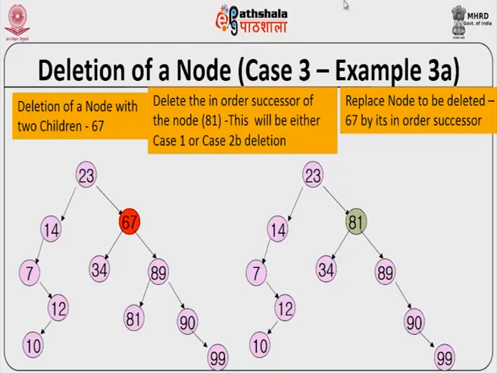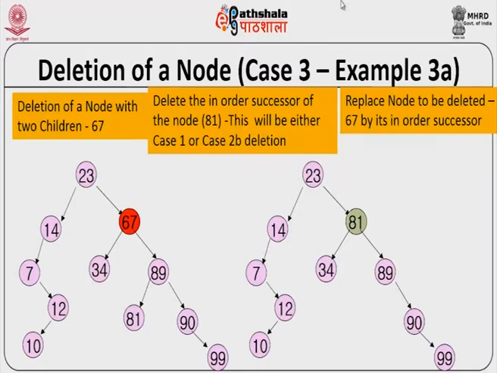So, what do we have to do? We just have to change the parent of 81, that is 89, to point to null. That means we have deleted 81 and then we replace 67 with 81. Now, the property of the in order successor is that 81 can have only one child and that will be a right child. Here it does not have any children.